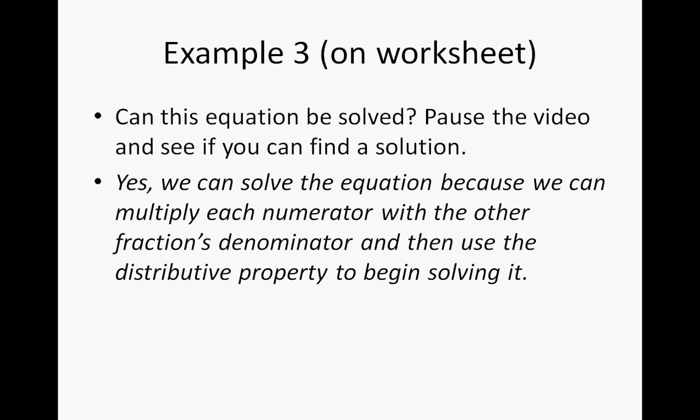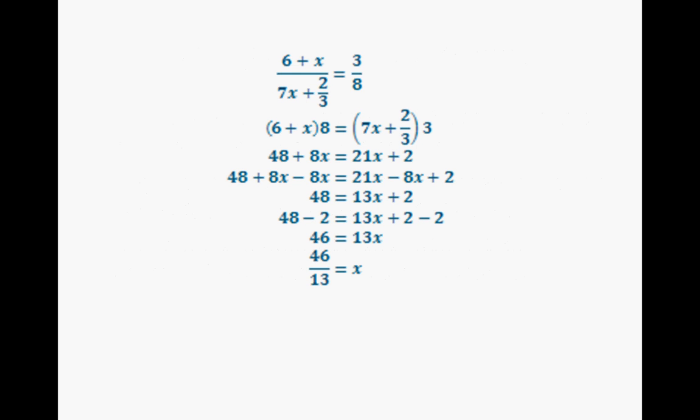So you should have said yes, we can solve the equation because we can multiply each numerator with the other fraction's denominator and then use the distributive property to begin solving it. And this is similar to what you should have. Again, the distributive property being used here, and then the rest of the time you're using the properties of equality. Your final answer should be 46 over 13 equals x.